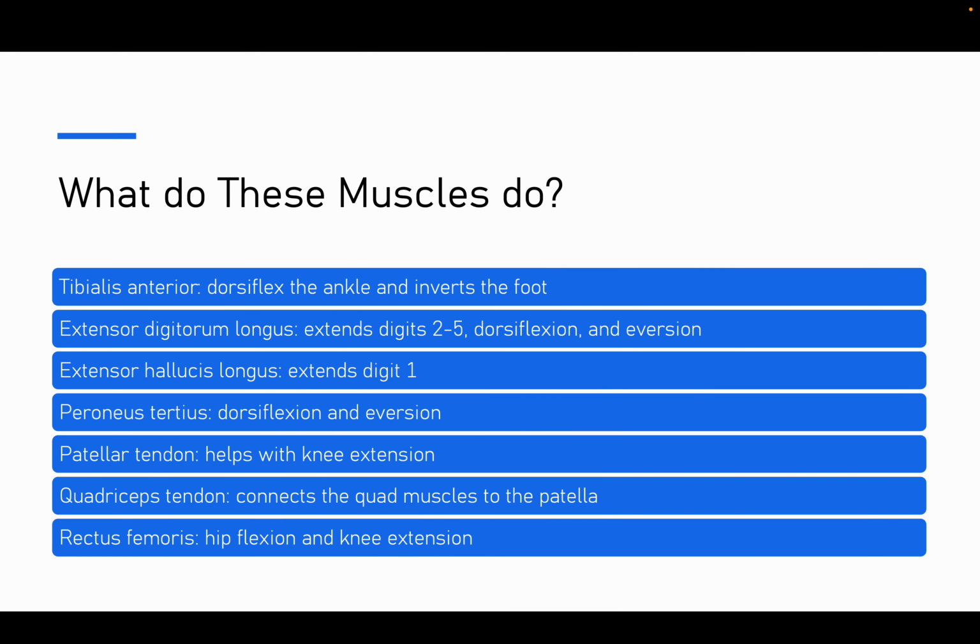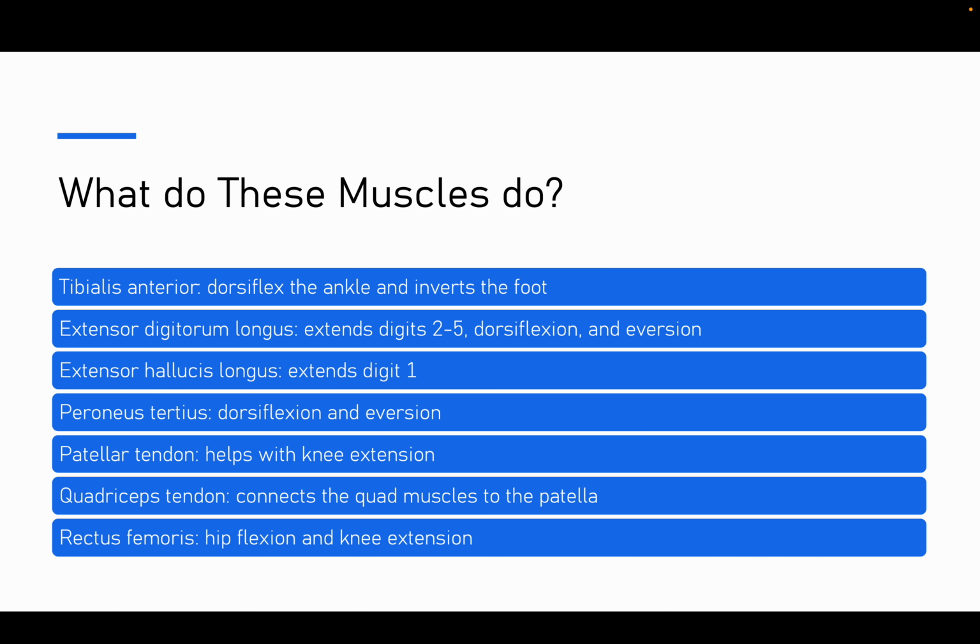So getting into what these muscles do, the tibialis anterior does dorsiflexion at the ankle and inverts the foot. The extensor digitorum longus extends digits 2 through 5, dorsiflexion and eversion. The extensor hallucis longus extends just digit 1, which is also known as the big toe. The peroneus tertius does dorsiflexion and eversion. Your patellar tendon helps with knee extension.